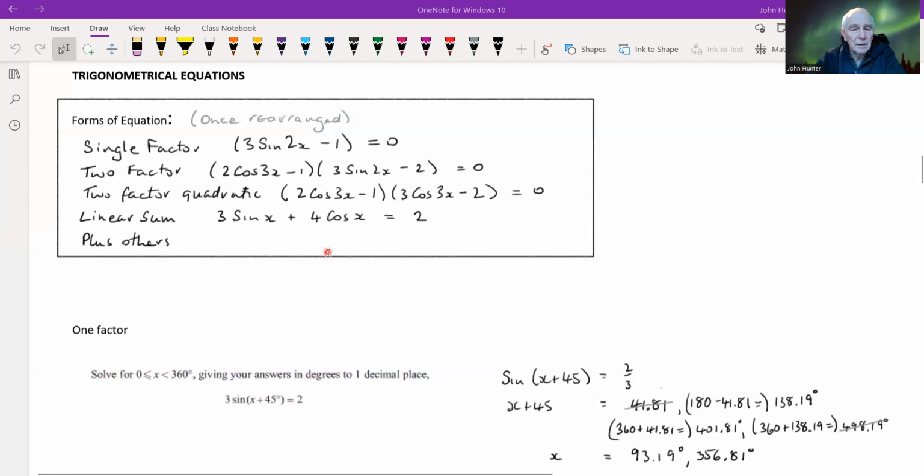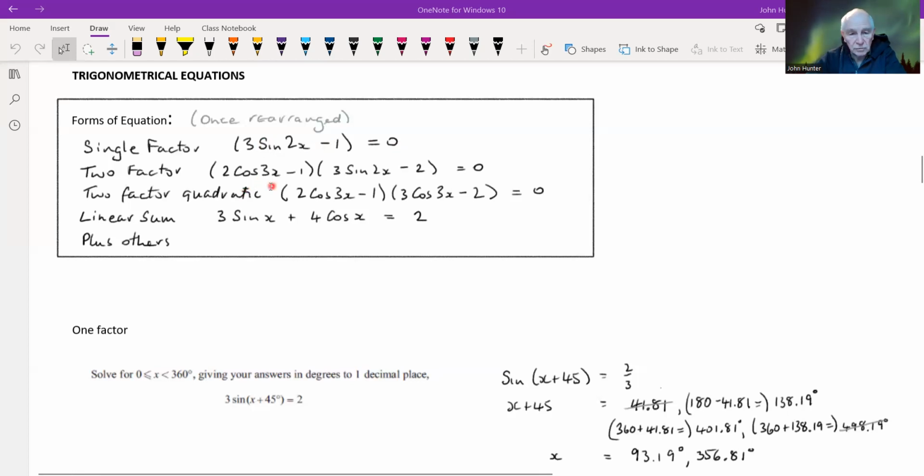equations that give rise to, well, there are all sorts basically, but there are some common ones that crop up quite a bit. And the first one is what I would call a single factor equation. So it's something like this. You might just see it as 3 sine 2x equals 1, for instance. But we could think of it as a single factor, and that equals 0. So therefore 3 sine 2x equals 1. So that is one form.